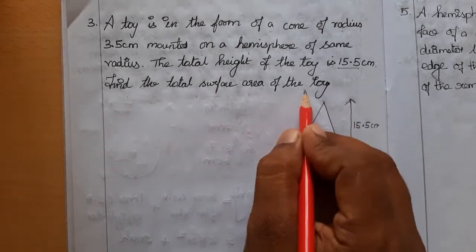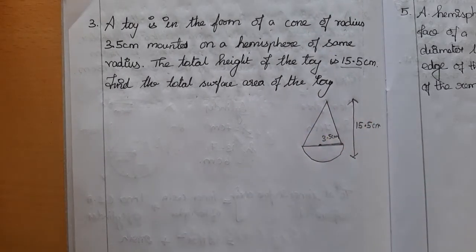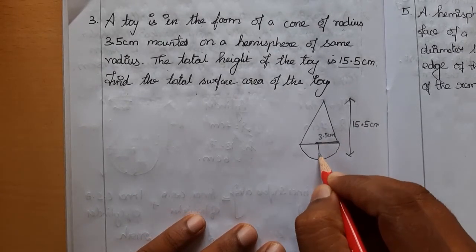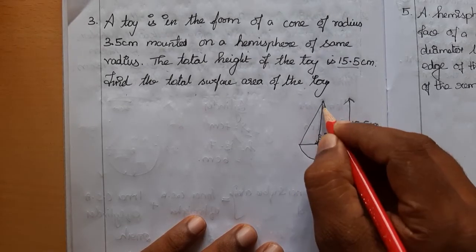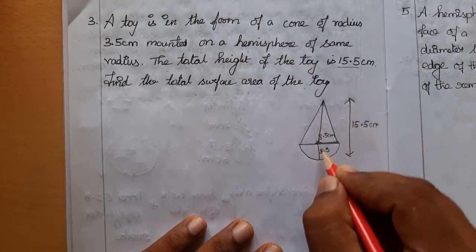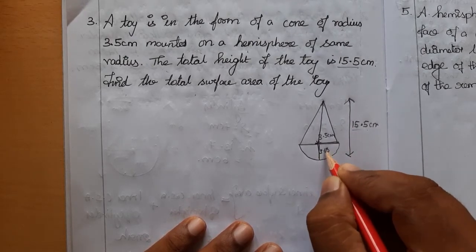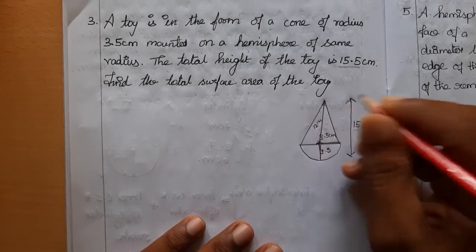Find the total surface area of the toy. Okay, we can find that. That's not easy. So here we know this is the radius 3.5, and this height will also be 3.5. So we need the height of the cone alone. The total is 15.5, and this length is 3.5. So we have to subtract 15.5 minus 3.5. It will become 12 centimeter, right?